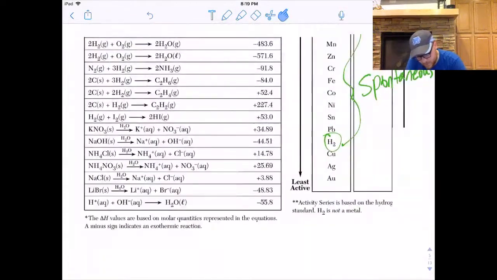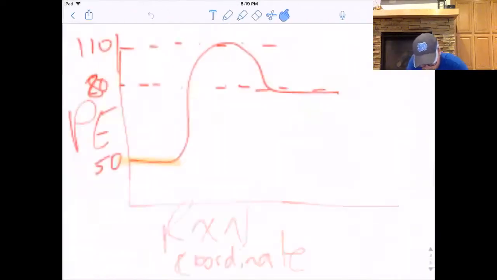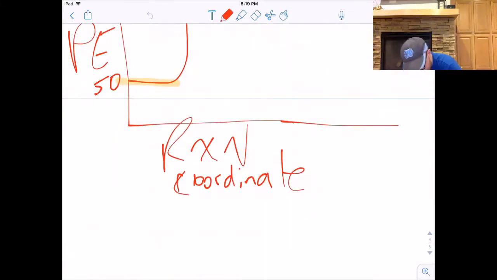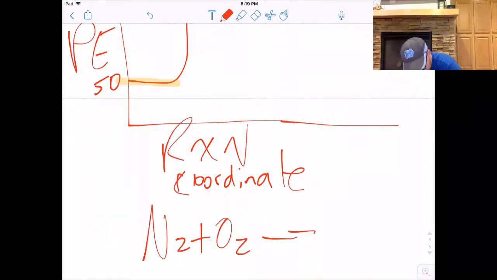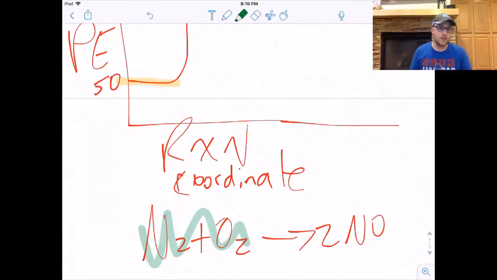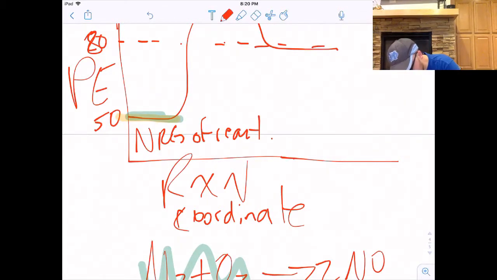So I am going to do this N2 + O2 make 2NO reaction here. So let's say this was a graph for this reaction. These reactants exist with some amount of energy. They're moving. They have energy within them. And if they didn't, they wouldn't exist. So where you start is the energy of reactants. So in this case, the energy within N2 and O2.